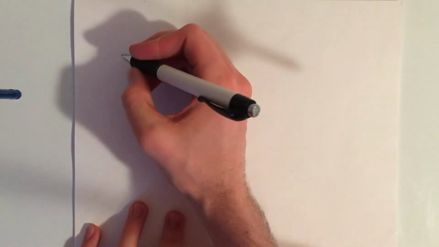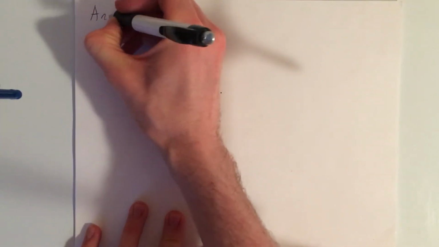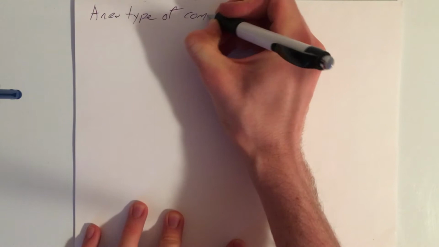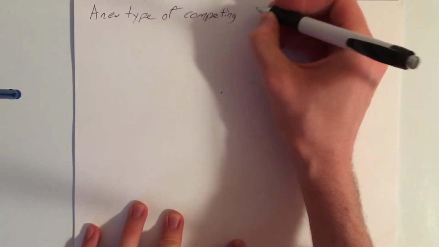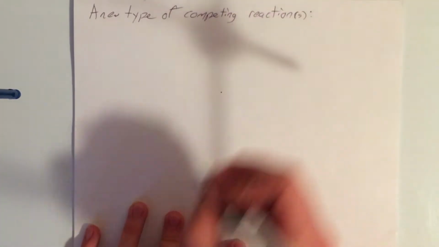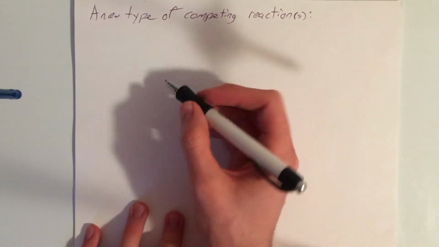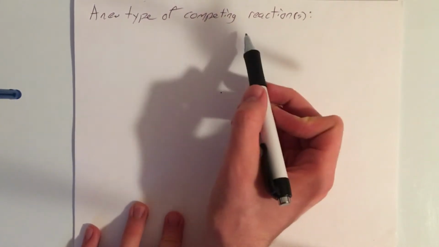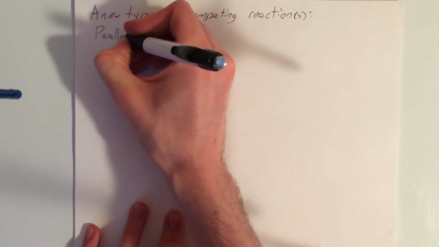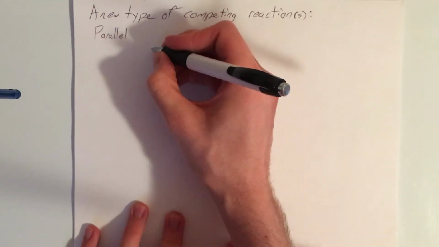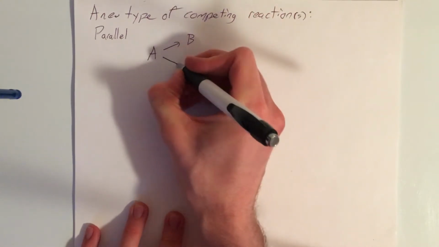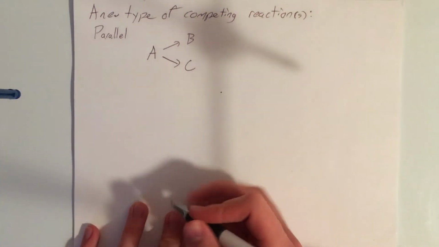All right, so now we're going to consider a new type of competing reaction, or reactions, I suppose. We talked about before how we could have A go to B and then B go to C simultaneously. In this case, we're going to talk about parallel reactions. And in this case, we have A going to B, while simultaneously A may also go to C.